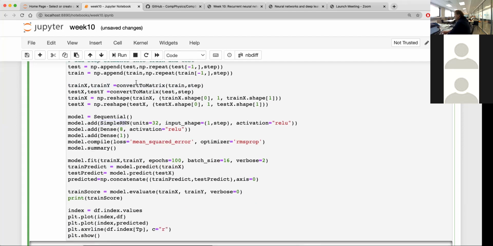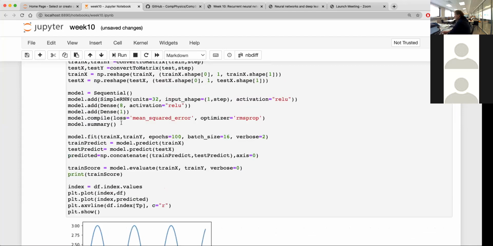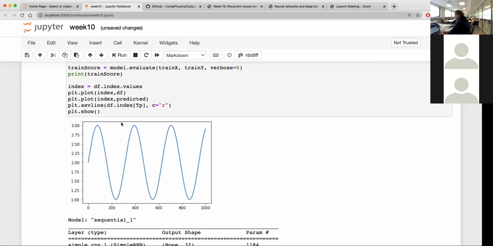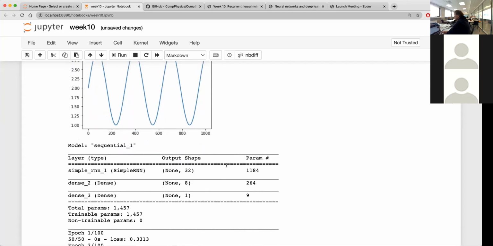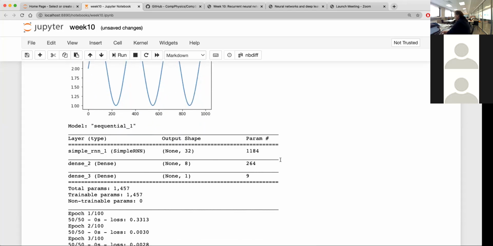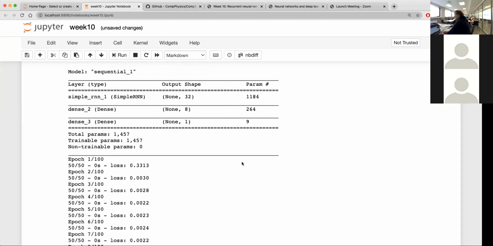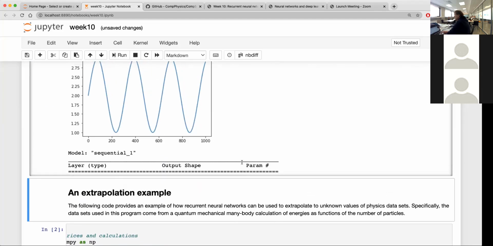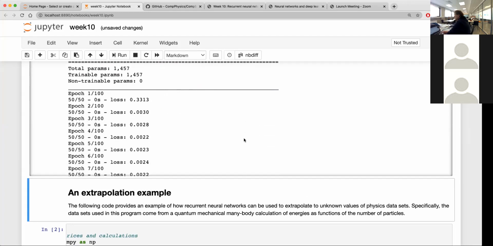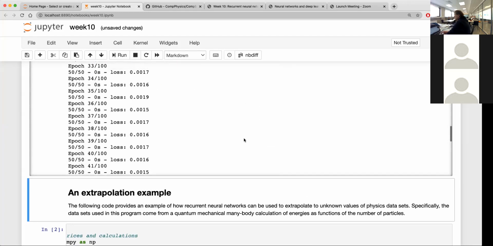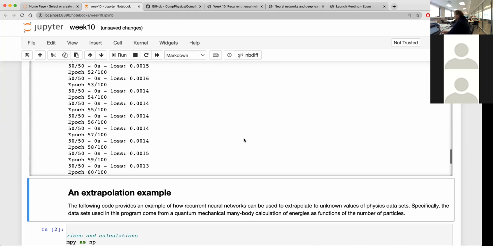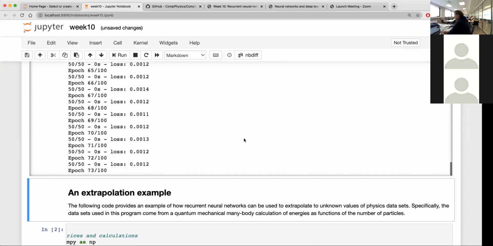And so when I run this code, what you would see is something like this. So this is my sine function, which I'm plotting. Not very exciting, up to 1,000 points. This now gives me the parameters which are trained. So this is a pretty shallow network. It's not very deep. And then if you scroll down here a little bit, you can see the quality of the result. The loss function is getting better and better.